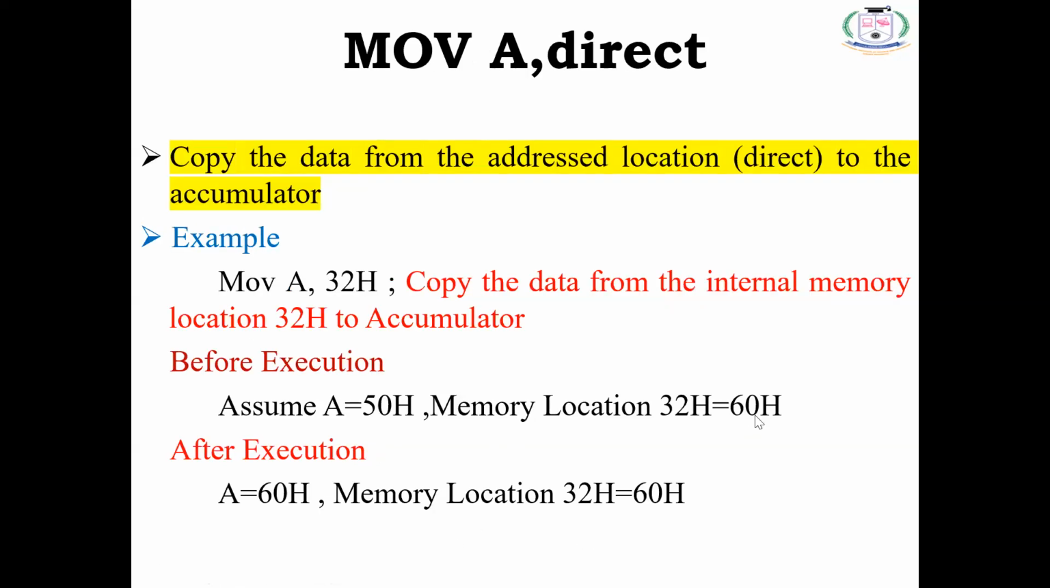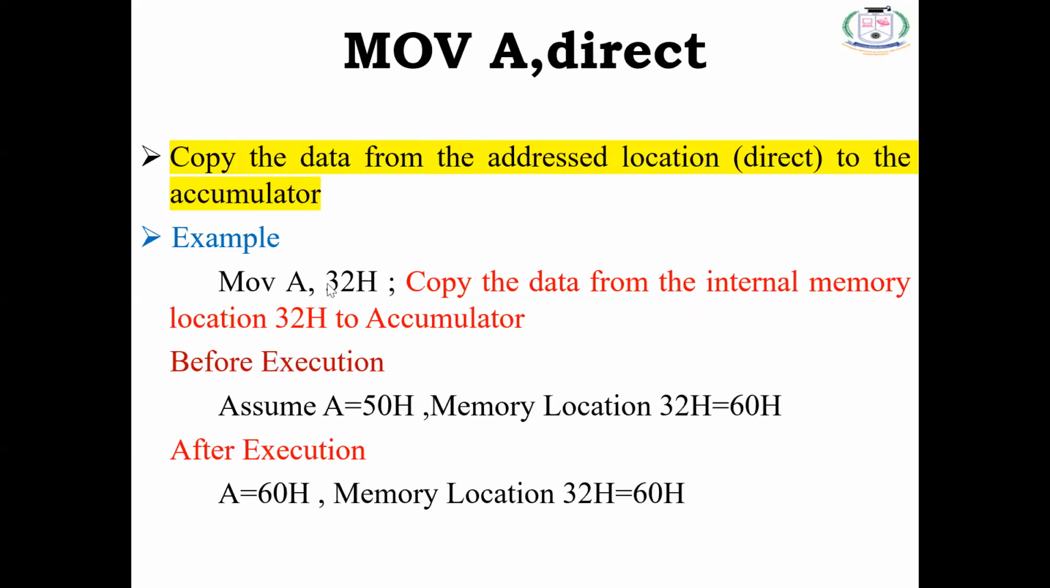Then next one. MOV A comma direct. Okay. Ajit Kumar, register number 4. Yes, ma'am. MOV A comma direct, that means what? Direct is nothing but my address. Okay. So MOV A comma 32 means what?